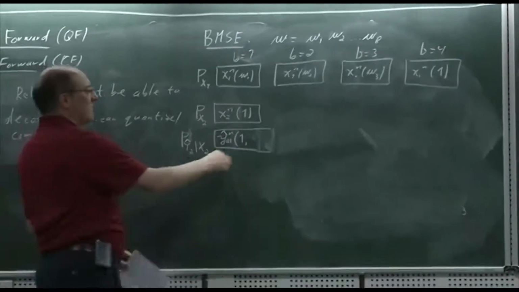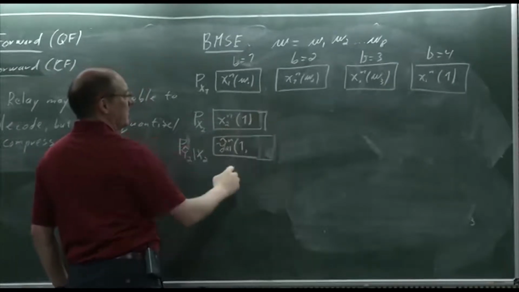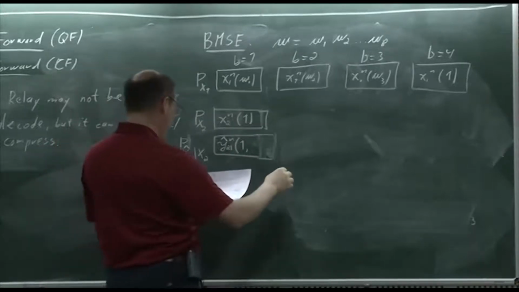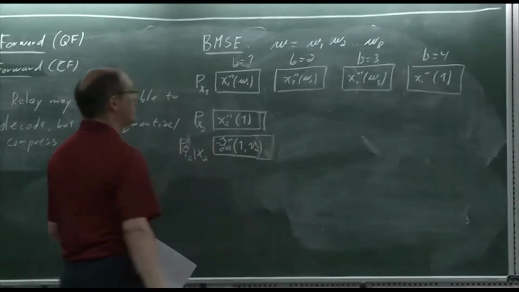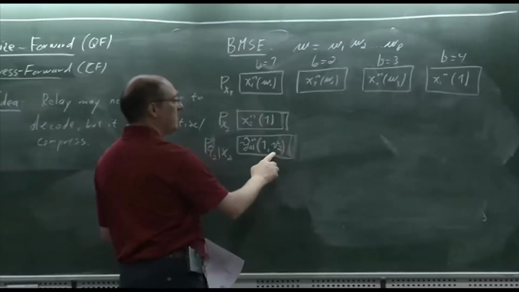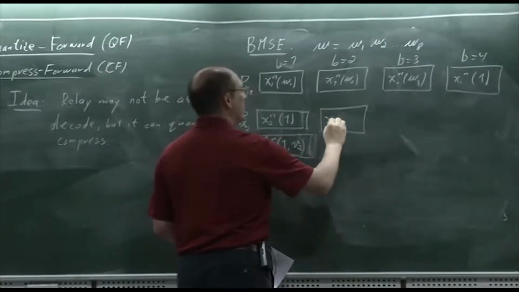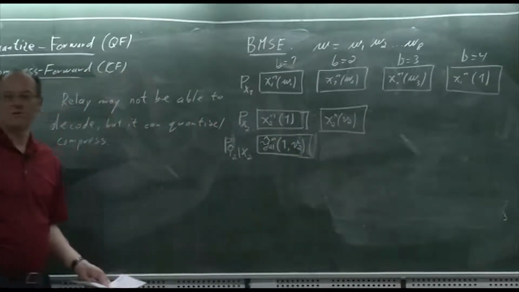Okay, so what the relay does is after it sees the output of block 1, it quantizes this to some index. Let's call that V2. The reason for V2 will become apparent in the next moment. And then in the next block, it just sends that index, X2^n(V2). Okay? Quite straightforward.